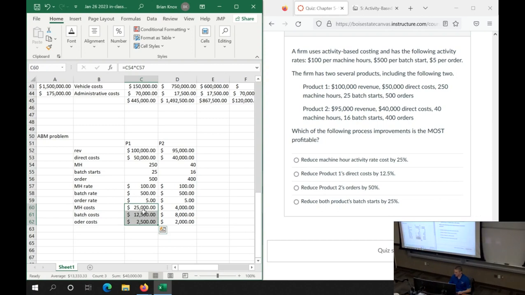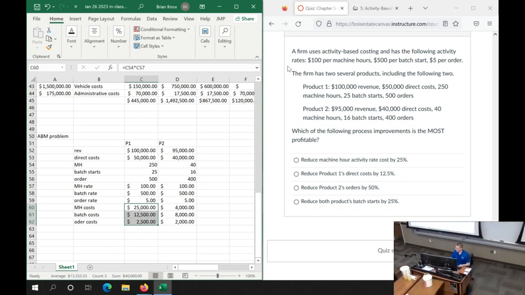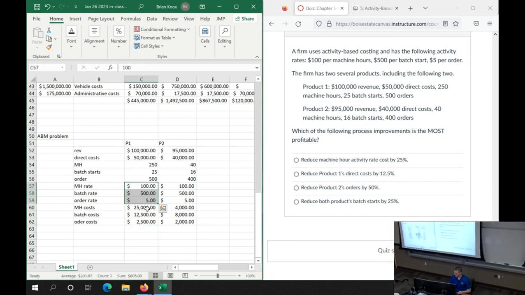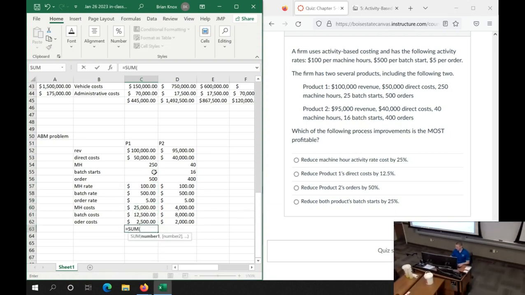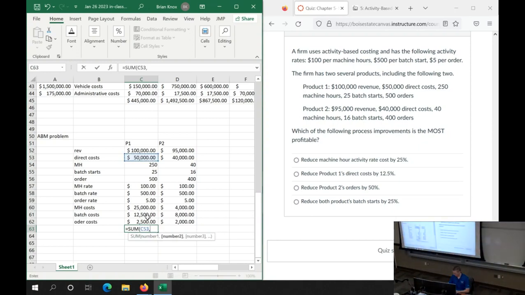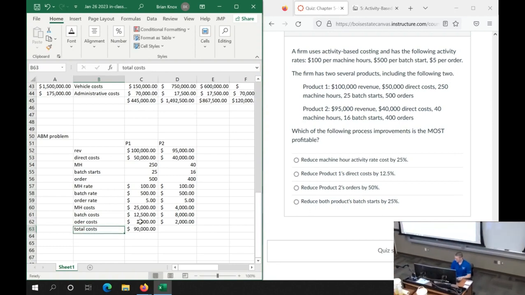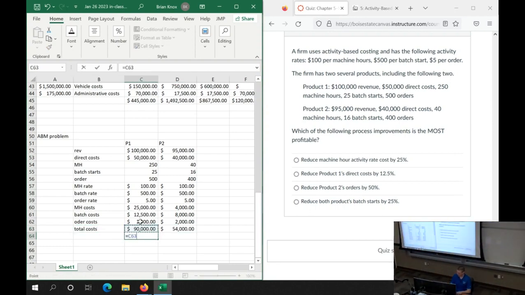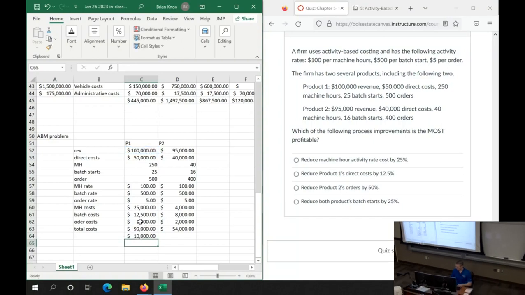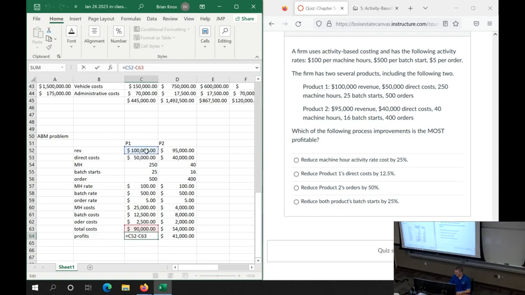These three rates are our overhead rates, and based on the consumption, that means this amount of overhead. All right, so what I'm going to do is sum their direct costs and their overhead. So that's total costs. And now we have profit of each product, which is the revenue minus the total costs.